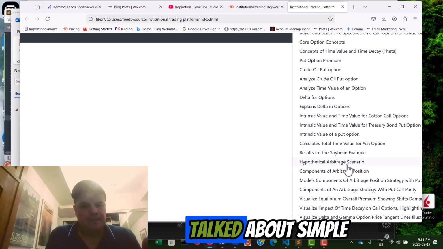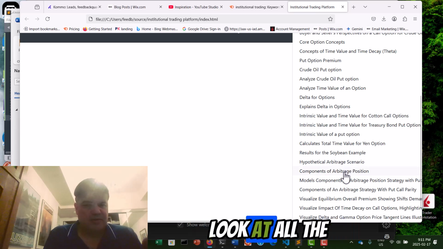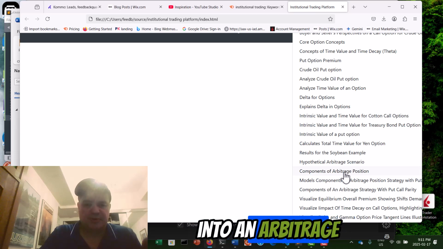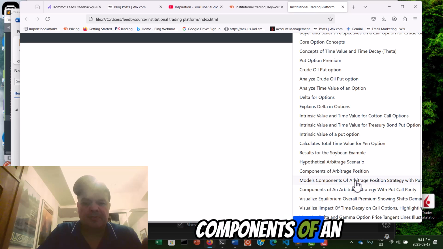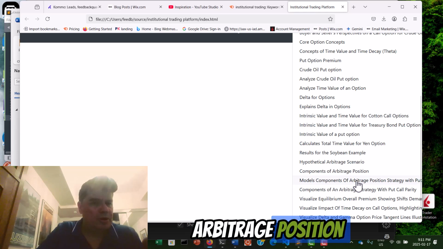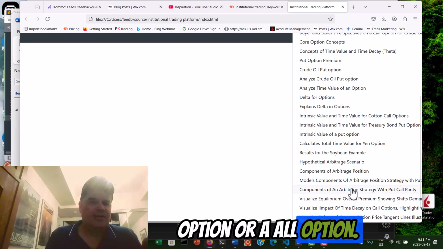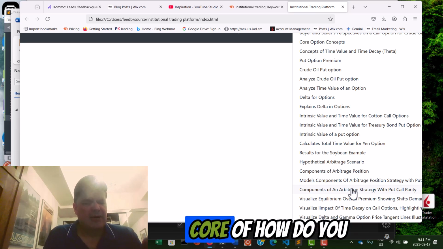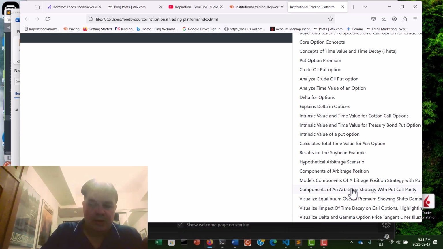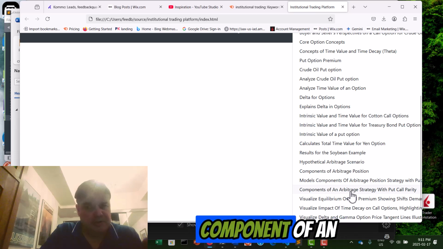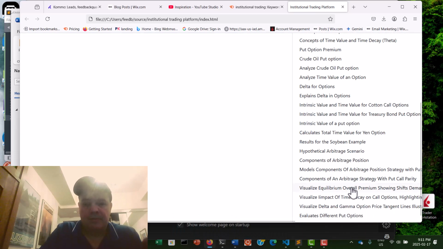Again, we've already talked about simple arbitrage. We can look at all the components that go into an arbitrage position. We can model out the components of an arbitrage position strategy with a put option or a call option. This right here is the core of how you know if you have market efficiency or not. Here you can use a component of an arbitrage strategy to measure put call parity.